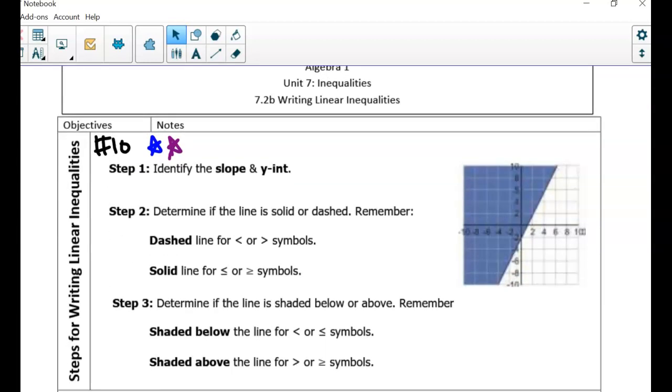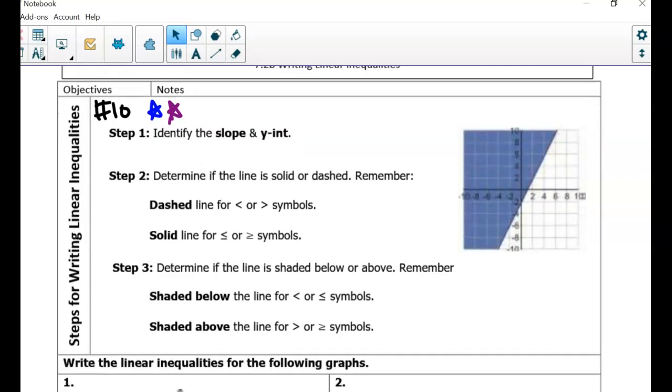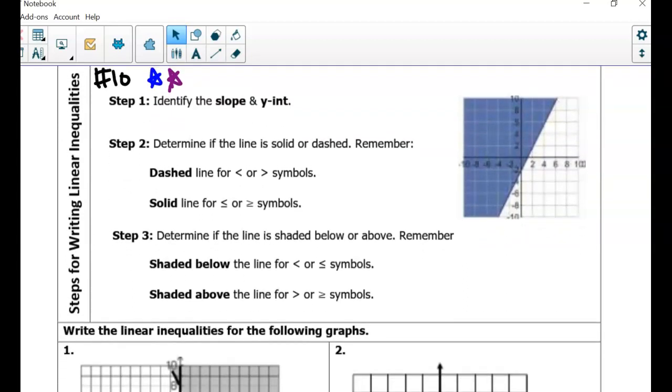So now instead of graphing the inequalities, we're going to be given the graph and we have to write the inequality. So to do so, we would need to first identify what the slope and the y-intercept are. And then that will help us start to form our inequality. And then to actually determine what type of inequality it is, or what symbol we need to use, we need to look at whether it's a dashed or solid line, and whether it's shaded below or above. Right, so we're going to go through these kind of quickly, so make sure you're paying attention.